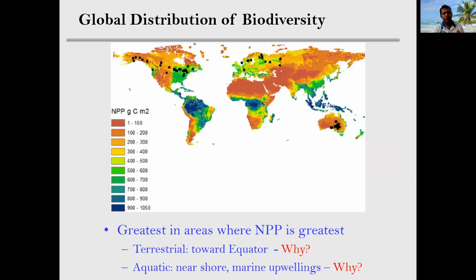For example, this map is showing the large scale of global primary productivity, right? So if someone is going to work on this, it's going to be a huge project, right? It's a global scale.